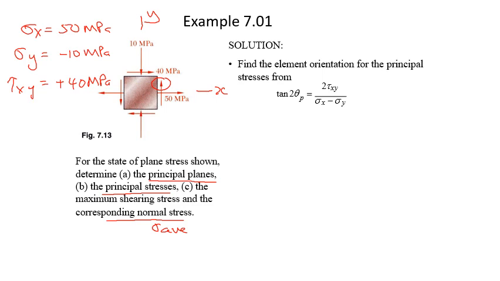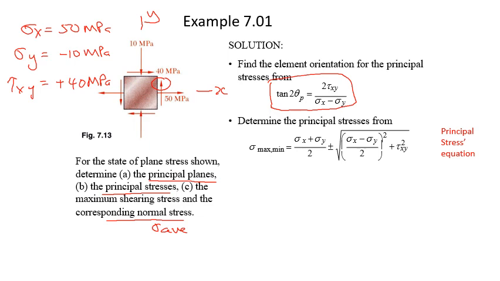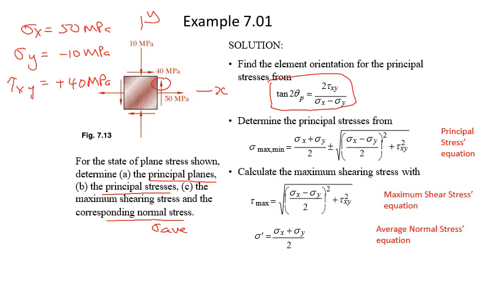Okay, principal planes. So the equation is tangent 2 theta p equals 2 tau xy over sigma x minus sigma y. This you have to remember. That's the first equation that you need to know. This equation gives you the direction of the principal planes. Next, you determine the principal stresses from the principal stress equation. Then you can calculate the maximum shearing stress and the average normal stress.